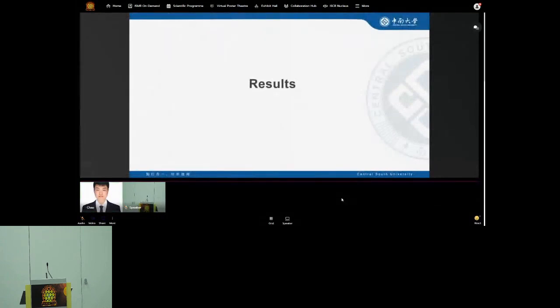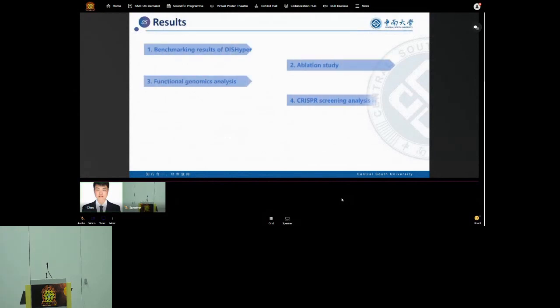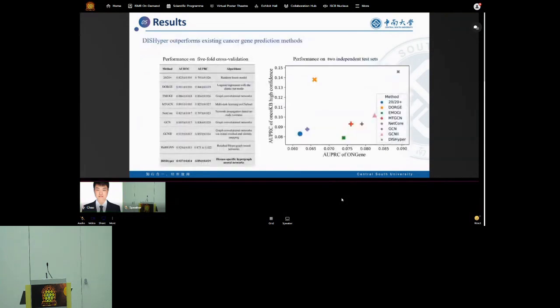The next part is results. The results are organized into six aspects, including performance analysis of this method and the analysis of prediction results. Firstly, we evaluate the performance of this method using five-fold cross-validation and on the independent test sets. We not only significantly outperform other advanced methods on the variance in five-fold cross-validation, but also achieve better performance on two independent test sets. This result shows that this method has stronger predictive and generalization abilities.